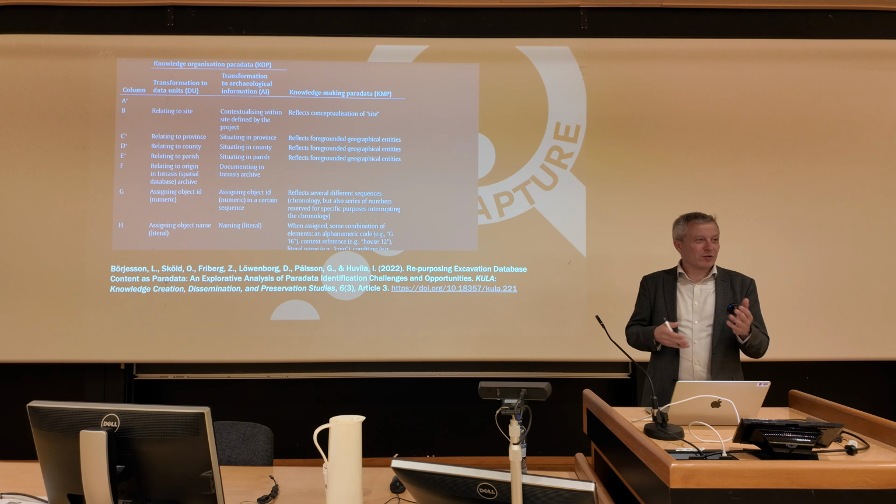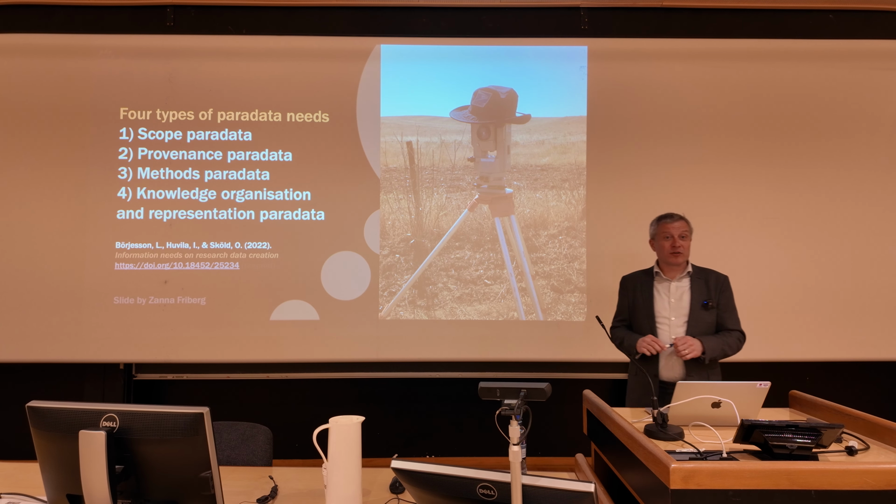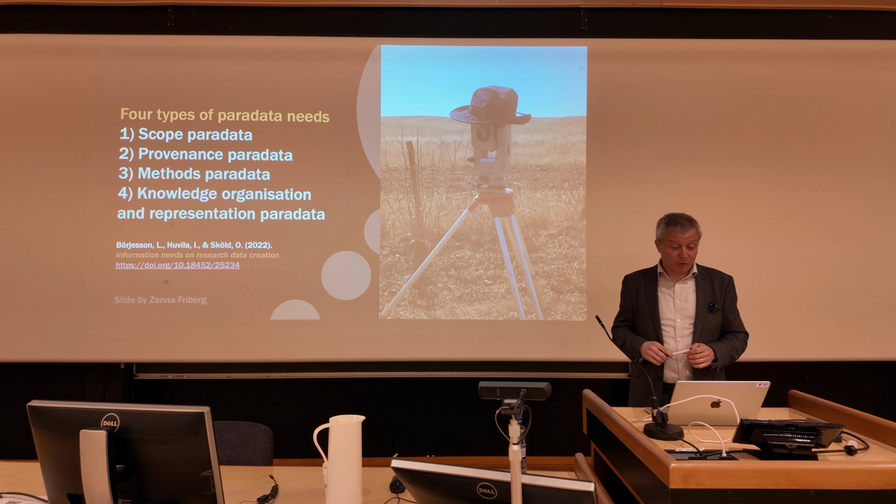Okay, what we then did find there, so we could identify certain categories of paradata. There's paradata that describes the scope of the data set, kind of what it's covering, what it's not covering. Provenance, its curatorial and production history, its origin somehow. We could find methods paradata describing how the data was created, and also how the data was processed. Then there was knowledge organization and representation paradata. That's how the knowledge is organized, what kind of vocabularies were used, what kind of fields in the database, and also how observations were turned into formal information.